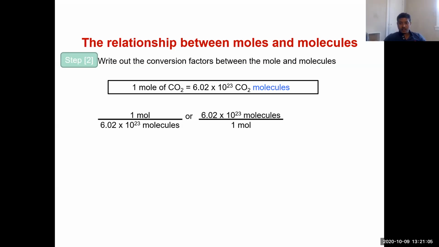Can anyone give me a guess on which conversion factor you should be choosing? Is it 6.02? The one on the right. Yeah, one on the right. Why? Because the one on the left would give you a number ridiculously small, like even too small for chemistry, right?